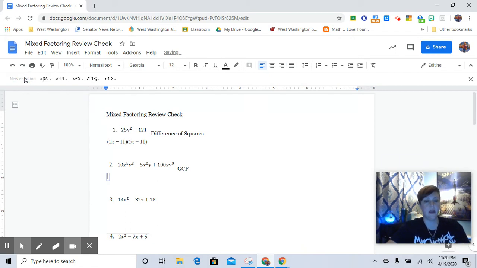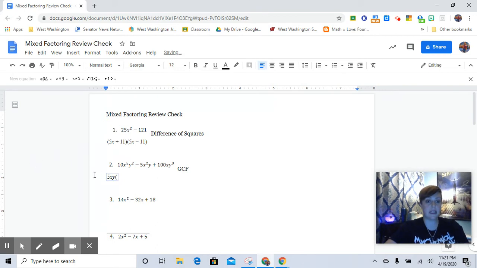There we go. So the biggest number that goes into 10, 5, and 100 is 5. The smallest exponent on the x's is 5, 2, or nothing. Oh, nothing, that means 1. So 5x, and then y squared, y, or y cubed. Well, the least amount of y's anywhere out there is just the 1. So that is my GCF.